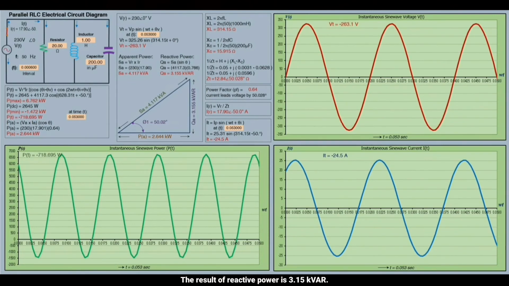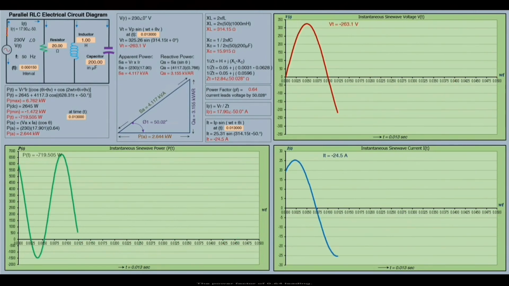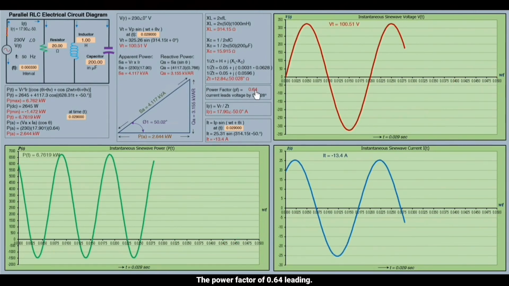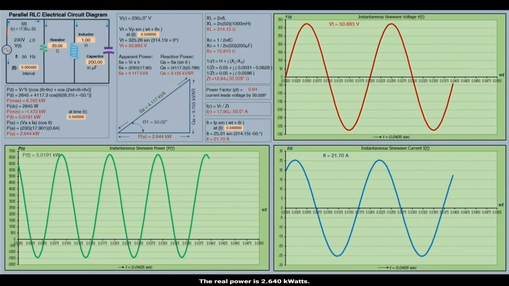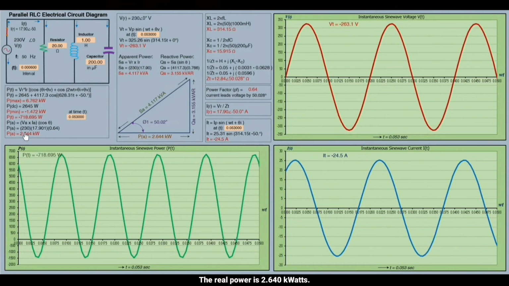The result of reactive power is 3.15 kV-ampere reactive. The power factor is 0.64 leading. The real power is 2.640 kilowatts.